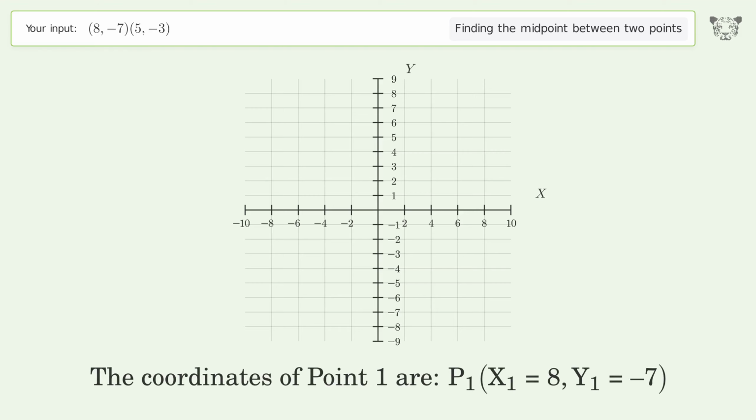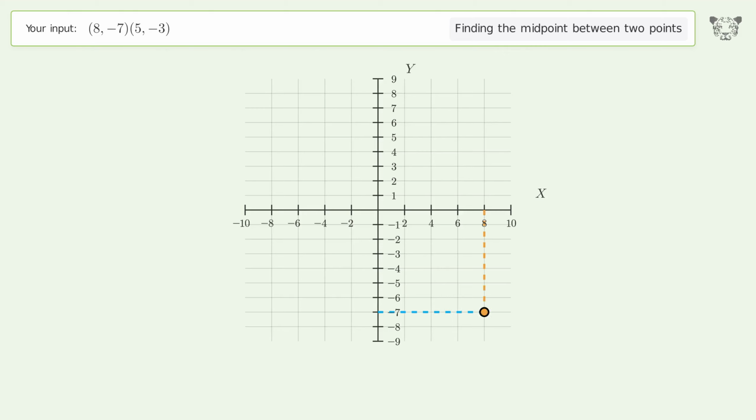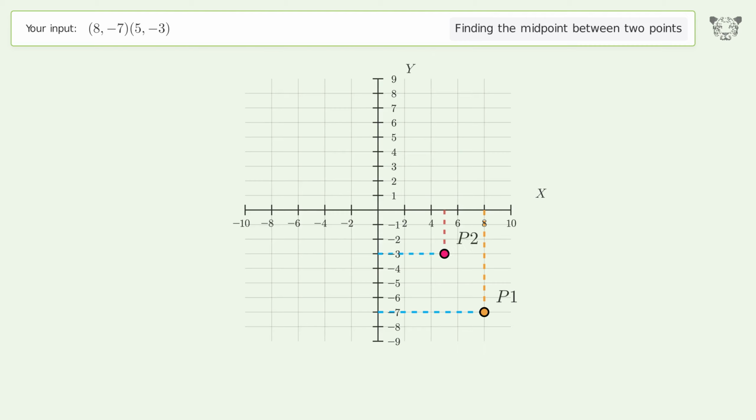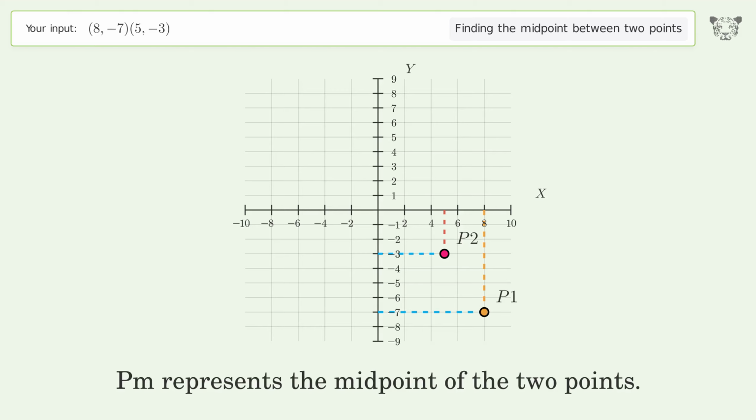The coordinates of point 1 are, x1 equals 8, y1 equals -7. The coordinates of point 2 are, x2 equals 5, y2 equals -3. PM represents the midpoint of the 2 points.